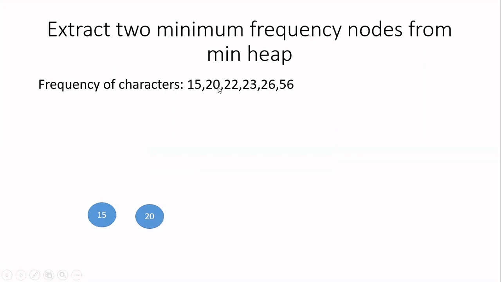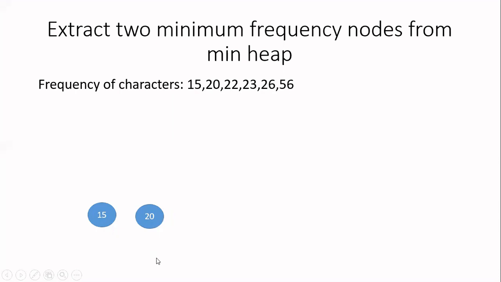The first time I'll be extracting 15, and the second time, whichever is the next smallest number, that will be extracted. That is nothing but 20. So I'll extract now two different numbers, 15 and 20. These are the least frequency values present in this min heap. Then after you extract, the two nodes are going to form a new internal node.